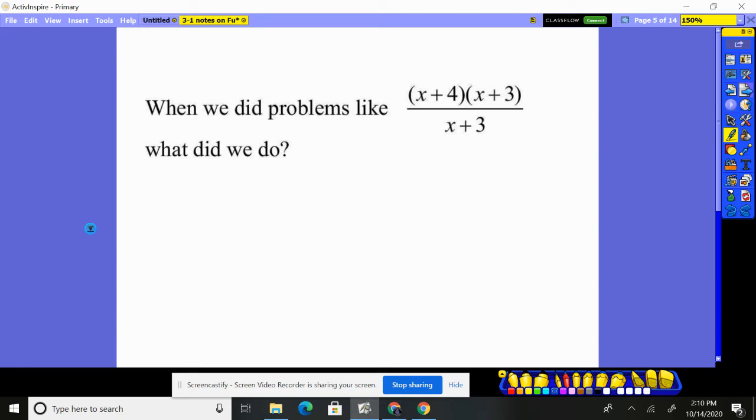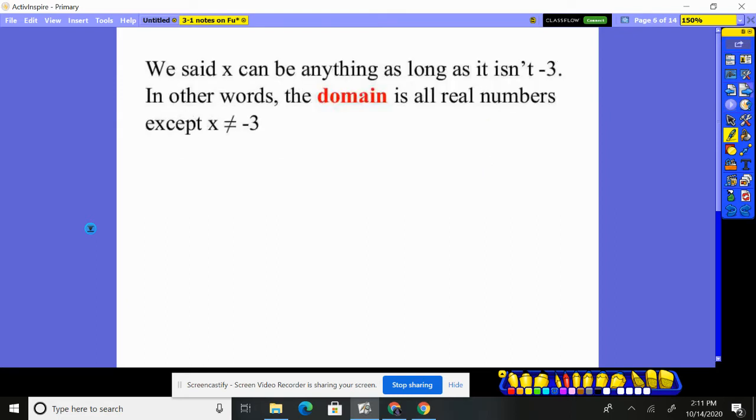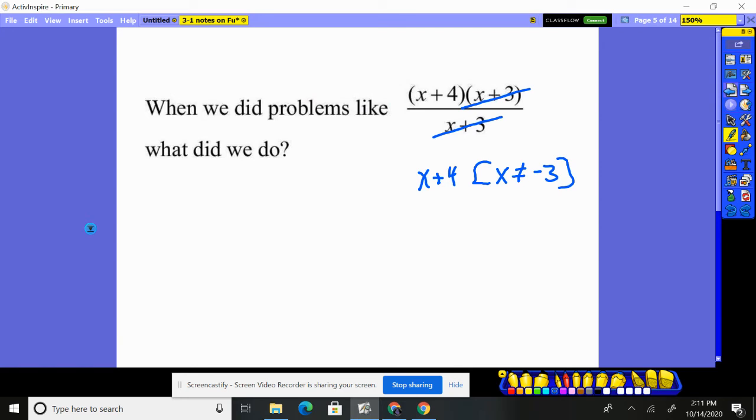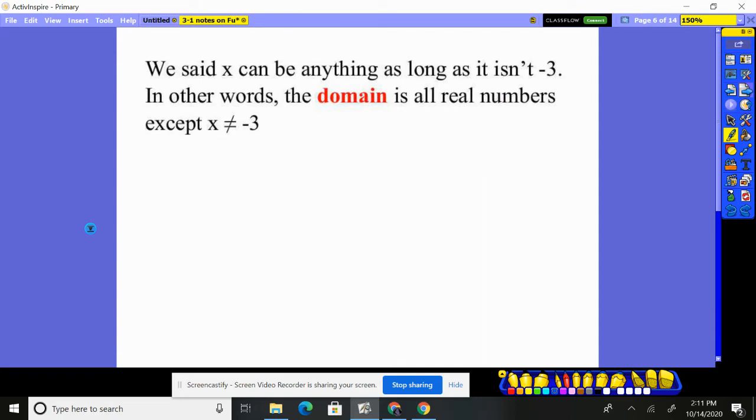When we did problems like this last chapter, actually, what did we do? We said, hey, that and that cross out and we just get x plus 4, but we make sure we say, hey, x can't be negative 3. We need to let people know that, right? You remember that? Well, we said x can be anything in this problem as long as it isn't negative 3. In other words, the domain, the values that work for this, we can plug any x in except that one. So as we say, the domain is all real numbers. Any number works except for negative 3.